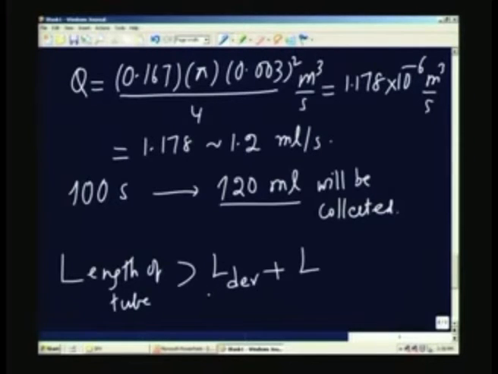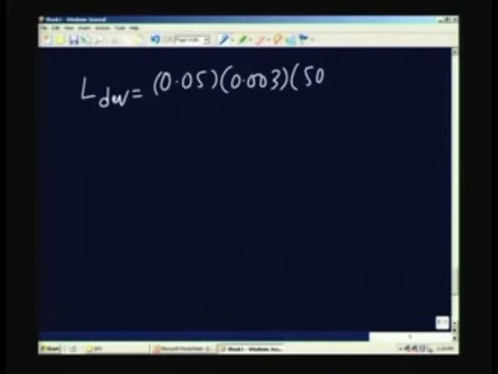So, the development length, the L development, can be determined by using the development length formula I gave earlier. If you remember, L development is equal to 0.05 multiplied with the diameter, in this case 0.003, multiplied with Reynolds number, which is 500. This is the length required for the development length in meters, and this has a value equal to 0.075 meters.